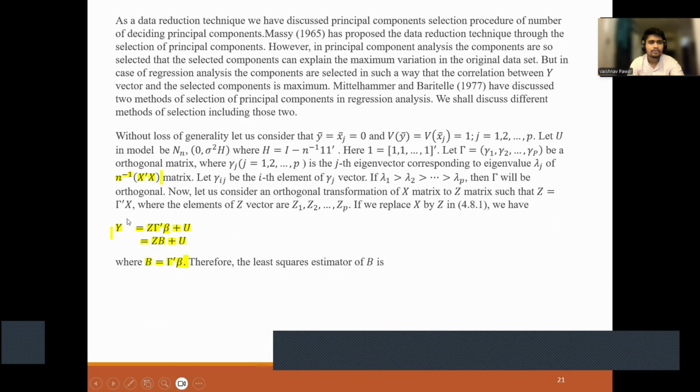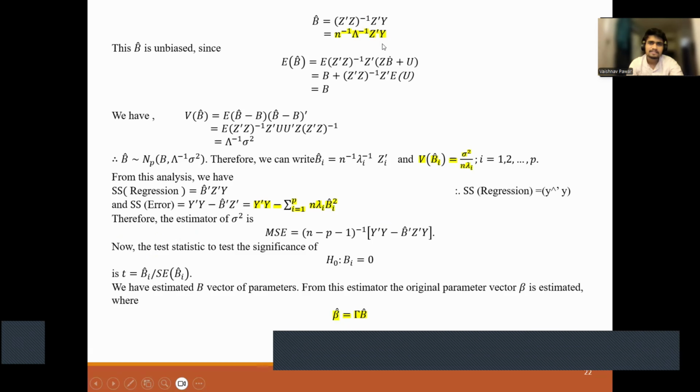We take z equal to gamma dash x, and y equal to z gamma dash beta plus u, that is, zb plus u. B is gamma dash beta. Therefore, the least square estimator of b is (z dash z) inverse z dash y. We know that z dash z is lambda divided by n. Then our b cap looks like this. The b cap is unbiased since the expectation of b cap equals b.